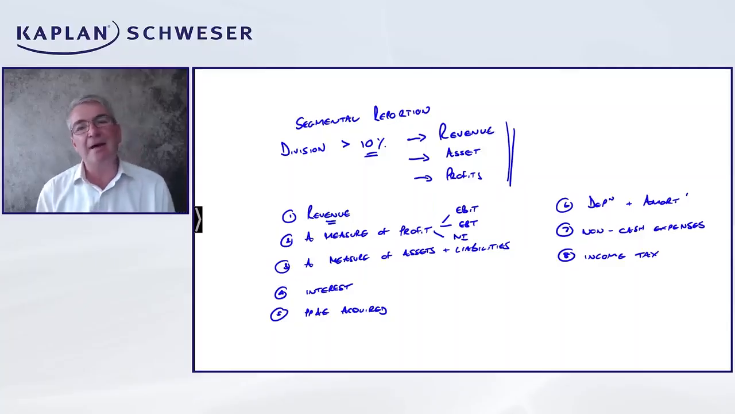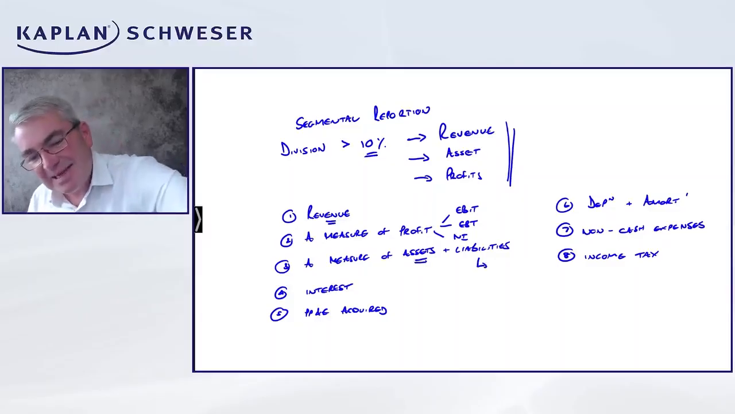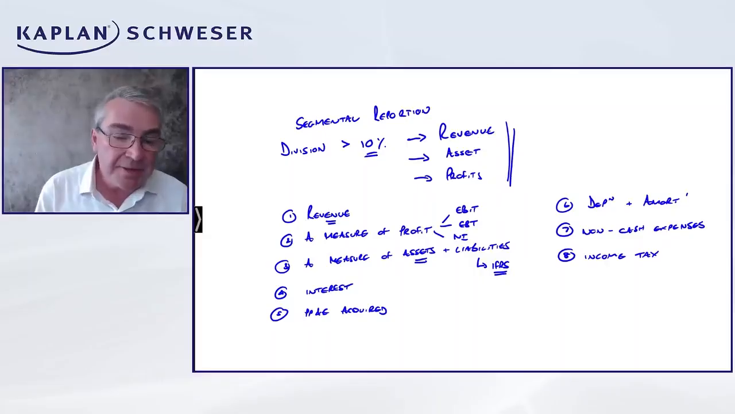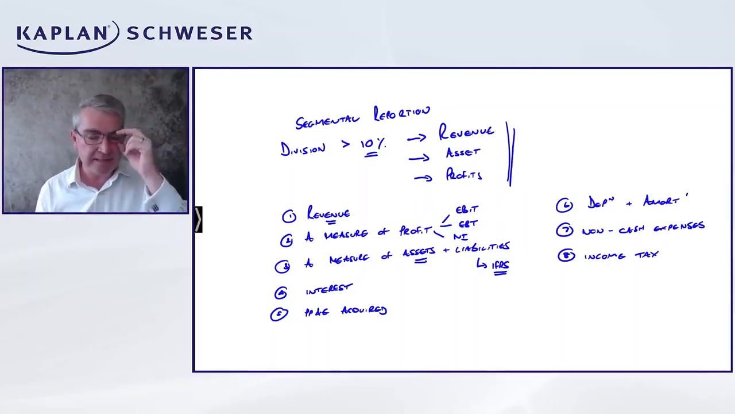Measure of assets and liabilities. So typically total assets are recorded here. Certainly that is required by both US GAAP and IFRS. Liabilities typically is an IFRS requirement rather than a US GAAP requirement. Interest, and actually what we're talking about here is both interest receivable and interest payable. Okay, so you need to disclose that on a divisional basis.